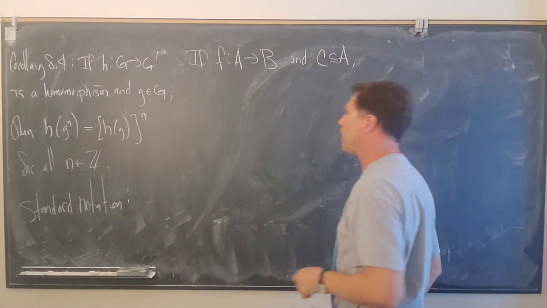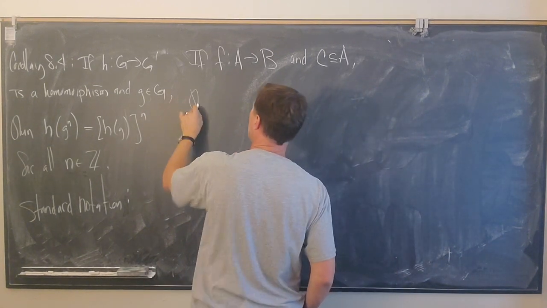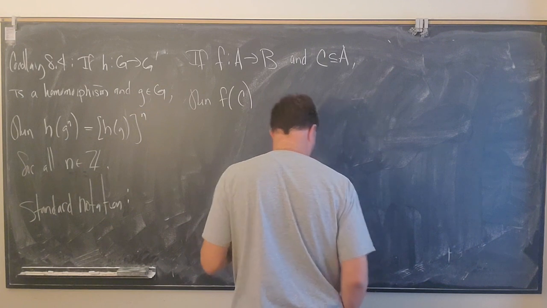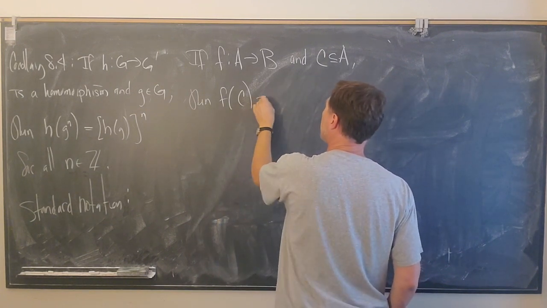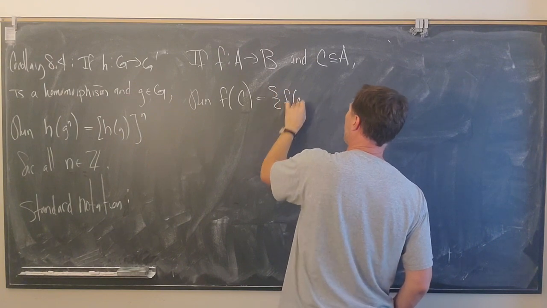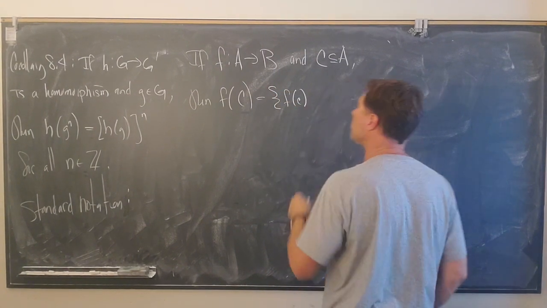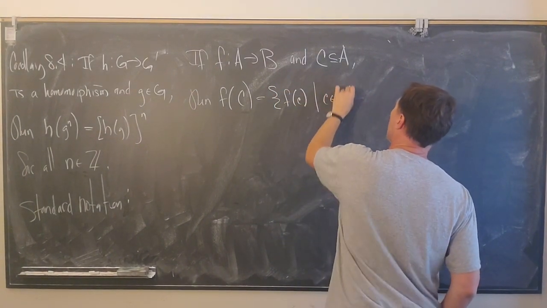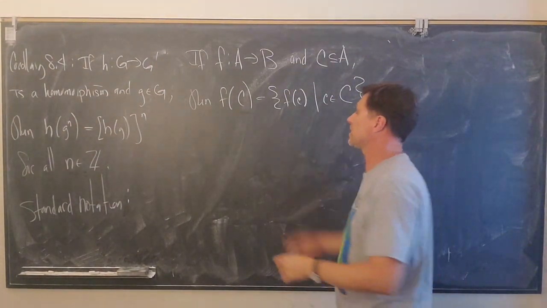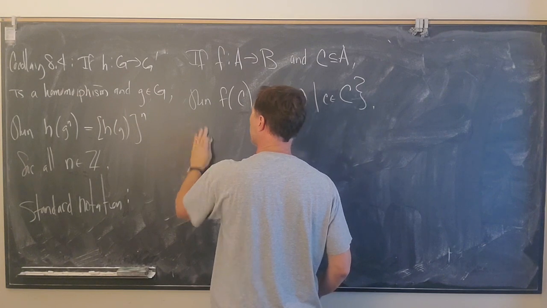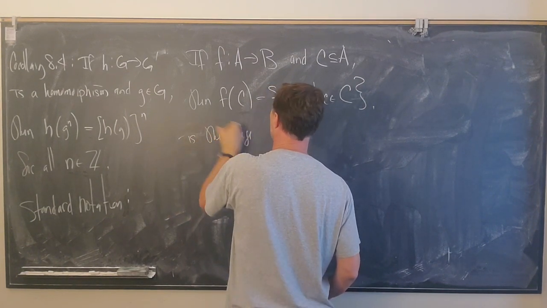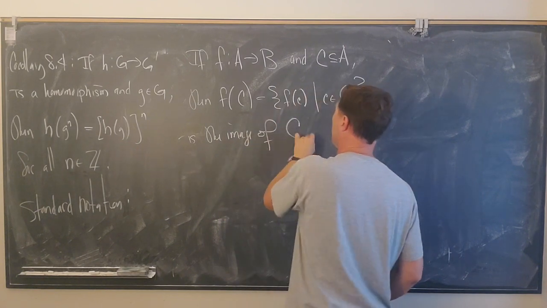So a subset of the domain, then f of C is equal to, right? So this is the notation for the set of all possible outputs. So the set of all things in the form f of little c, where little c runs through all elements of capital C, right? It's the image of the set. So this is the image of C.